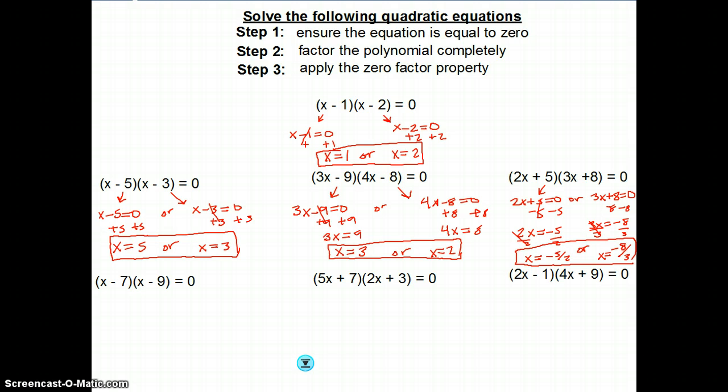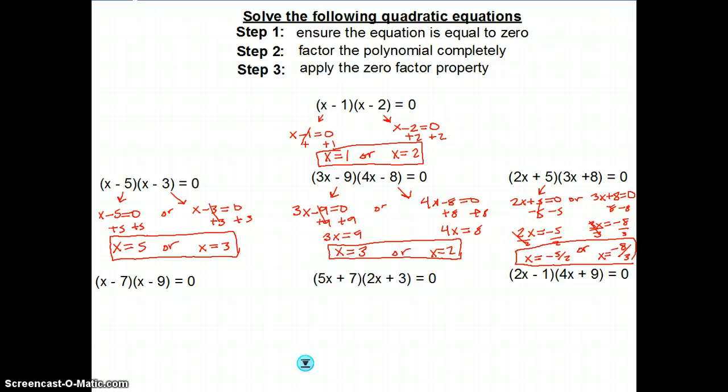Now, it will not be both of these solutions at the same time. When you go back to check your answer, you only plug in one at a time. So if I wanted to check negative 5 over 2, I would plug it in for both x's in the equation. And then if I wanted to check my negative 8 over 3, I would again plug it into both x's in the equation. So your solution is only one of these at a single time, but either of the two could be a solution.